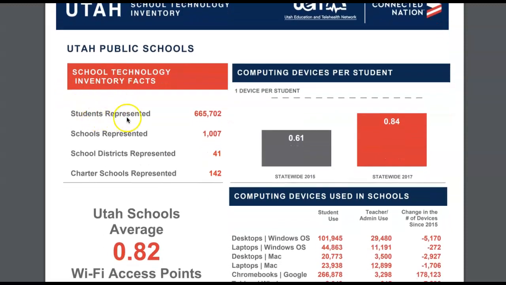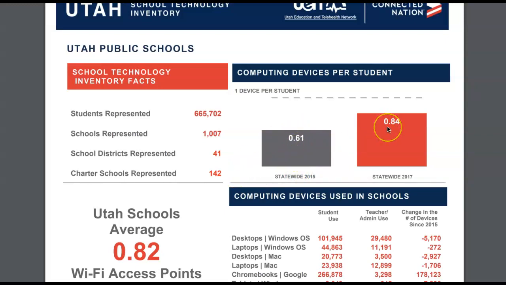Looking at that, we can see how many students that is: 665,000 students across the state of Utah in our school system. 1,000 schools, 41 school districts, and then our charter schools, again, are separate from the school districts, and there are 142 charter schools as of this report. So what we're going to be looking at is what we got in the 2015 report and now what we're seeing in the 2017 report. And I fully anticipate that these numbers will continue to increase for the 2019 report, which we haven't seen yet.